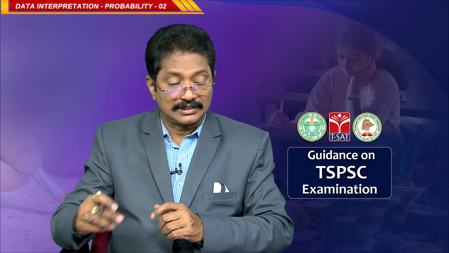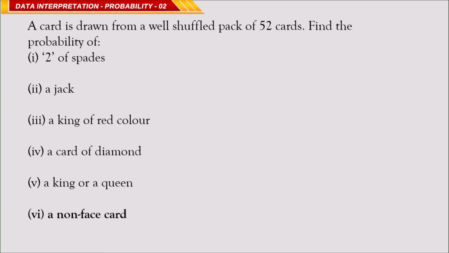Now, shifting to the other questions. A card is drawn from a well shuffled pack of 52 cards. Find the probability of the 2 of spades. Already I said we have spade, club, diamond and heart, correct. So, here how many spades of 2 number are there? There is only 1 spade having the number 2, means 1.